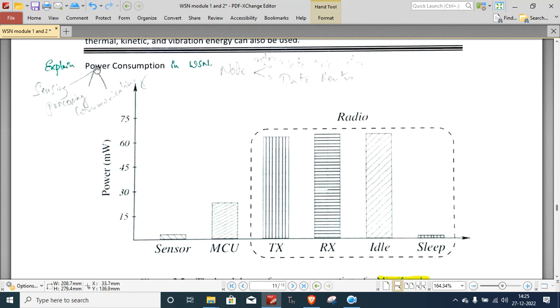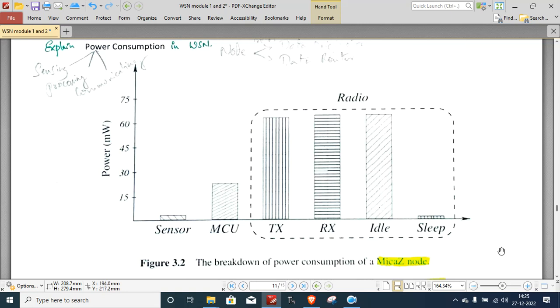And here power can be consumed in three main activities: sensing, processing and communication. Out of these three, we can compare the activities like this. This is a chart plotted between the power consumption by different activities versus the power in milliwatt for a MicaZ kind of hardware node.